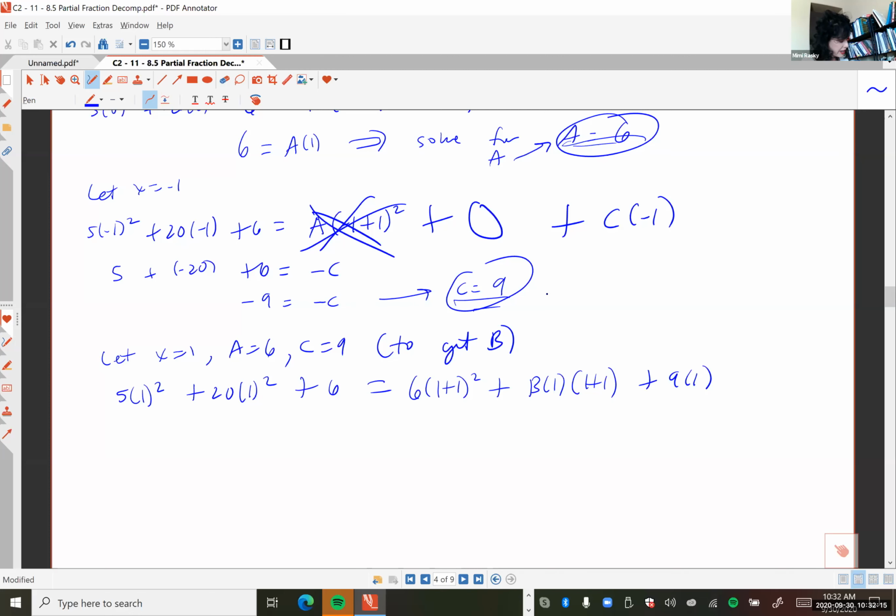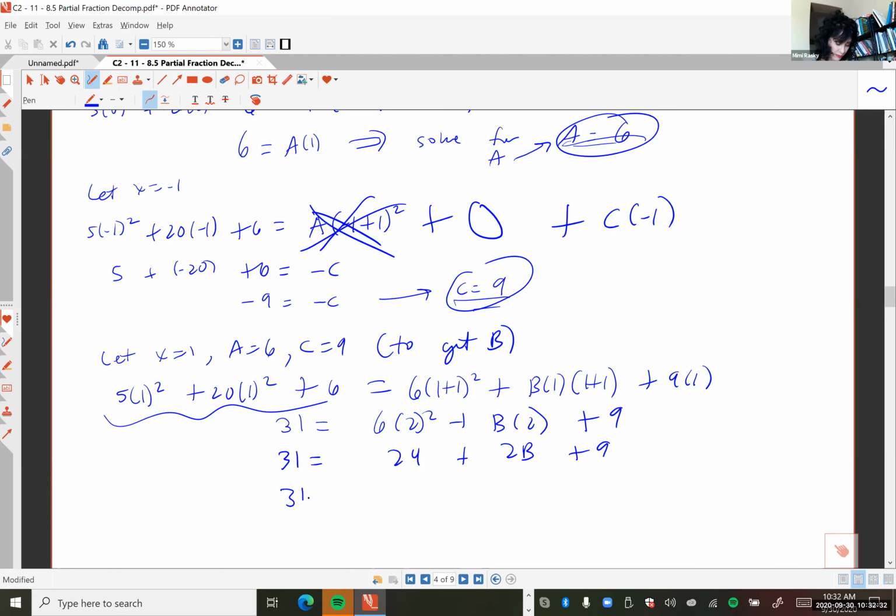Bad news. Okay, so doing the algebra on the left, we'll have 31 is equal to 6 times 2 squared plus b times 2 plus 9. So if you are trying to get your b, and that's the goal, finally solving for b, I get b is -1. Now folks, these are nice numbers, 6, 9, and -1.